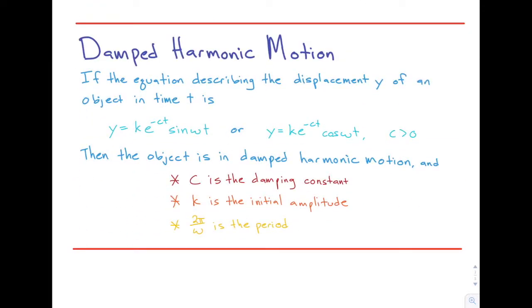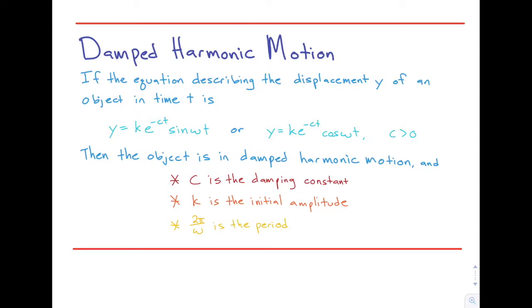So recall that damped harmonic motion is if the equation describing the displacement y of an object in time t is y equals k e to the minus ct sine omega t, or y equals k e to the minus ct cosine omega t. For c greater than 0, then the object is in damped harmonic motion, and c is the damping constant, k is the initial amplitude, and 2 pi over omega is the period.